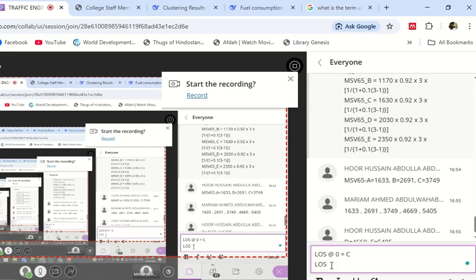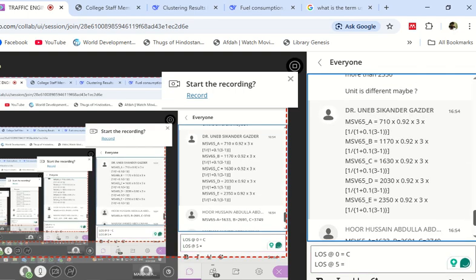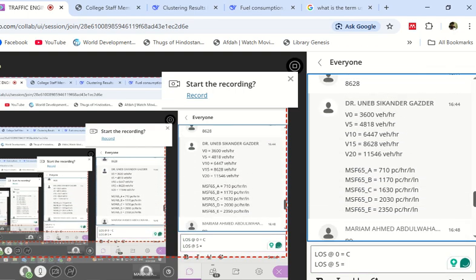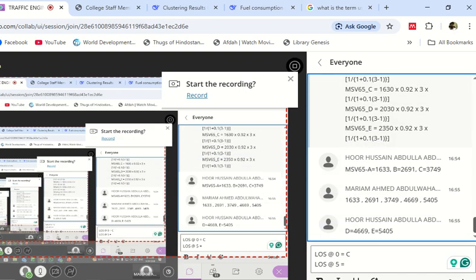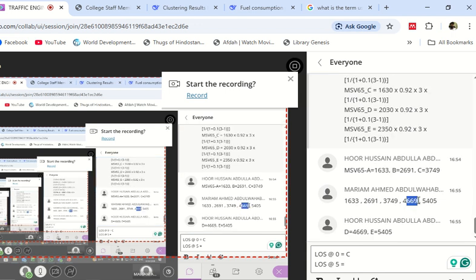Then at 5 years, my volume is 4818. Where is 4818? So this was A, B, C, D. So I crossed D as well, but did not cross E. So it is E.